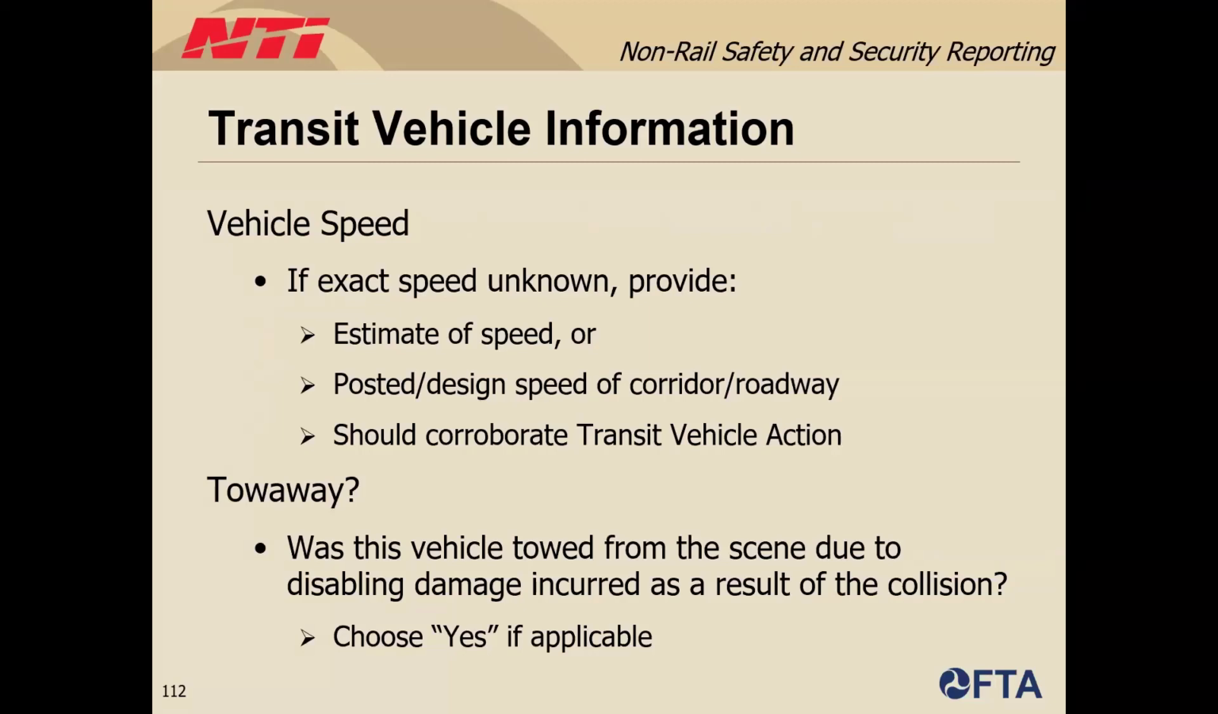For the speed, enter the actual speed of the transit vehicle at the time of the collision. If the speed is unknown, you can use the posted speed for that section of the road, and if needed, adjust that speed based on traffic and/or road conditions at the time of the incident. The last selection on the form is, was this vehicle towed from the scene due to disabling damage incurred as a result of the collision? You will answer yes or no accordingly.